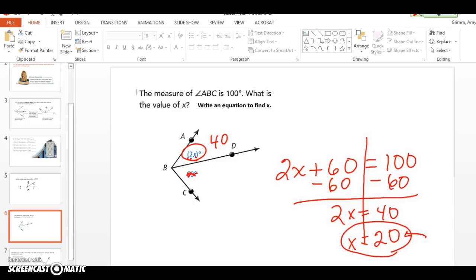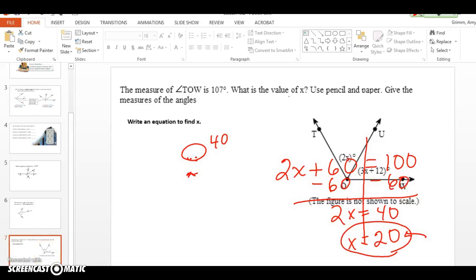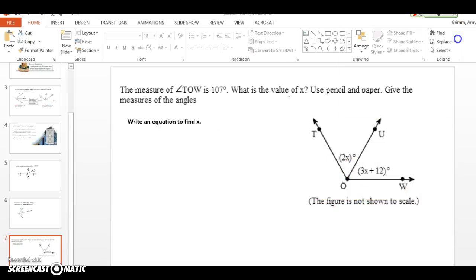All right, so then, of course, I wanted to give you a challenge problem. Well, after that warm-up, this should not be much of a challenge. Okay, the measure of TOW is 107. So here is TOW. It is 107. What is the value of x? Give the measure of the angles. Okay, how would I set this up? Samantha. Exactly. It's just this angle plus this angle equals 107. So 2x plus 3x plus 12 equals 107.